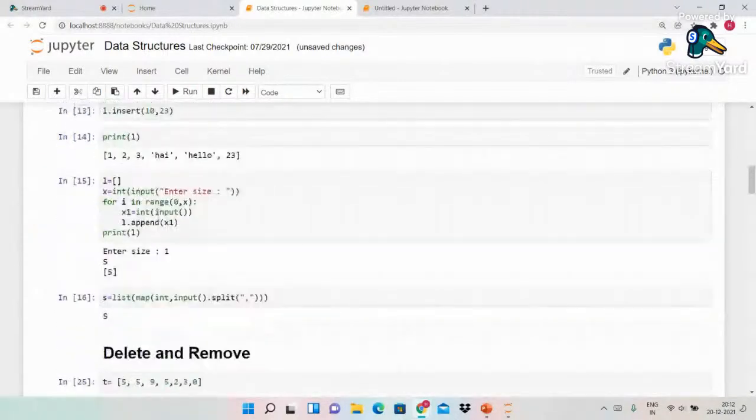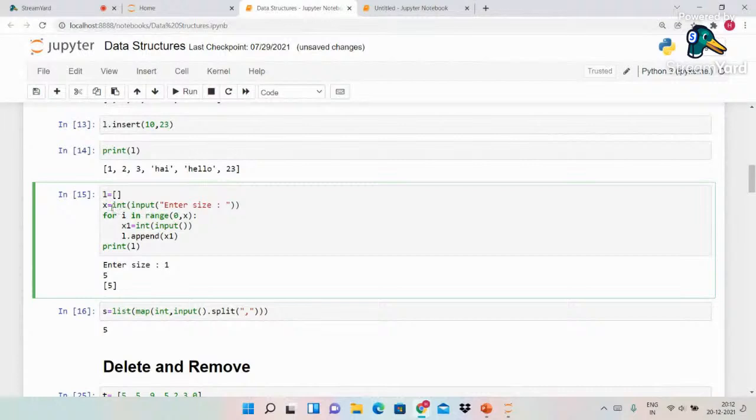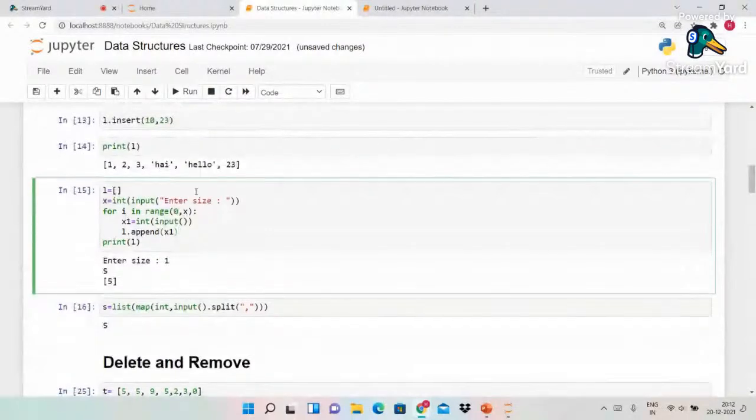Okay. Now here, this is what I want: n is equal to int input, enter size. Okay. We are entering size. So for range, I think we discussed the range function, didn't we? Okay, if we did, can we insert multiple values in different indices at the same time? At different indices at the same time. Okay, you want to insert at different indices.